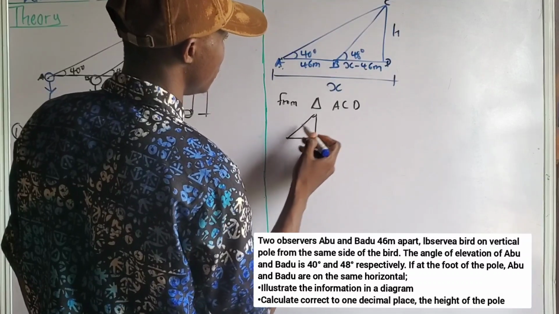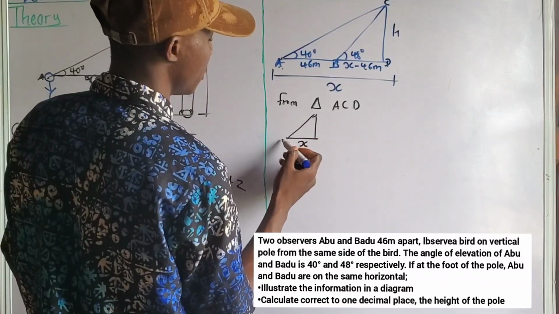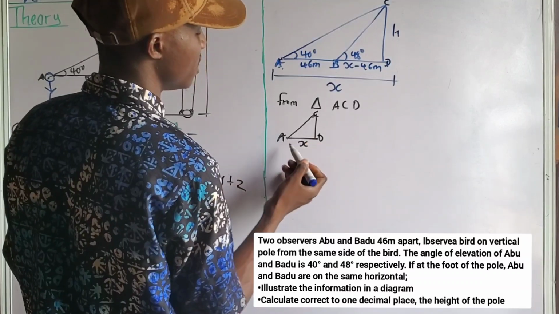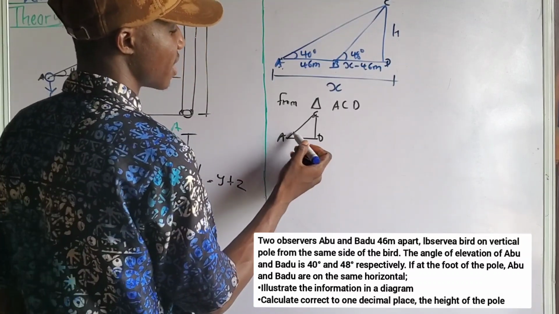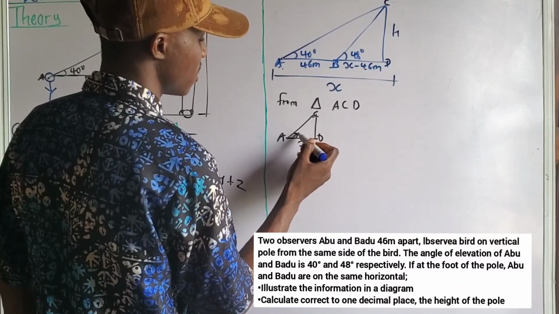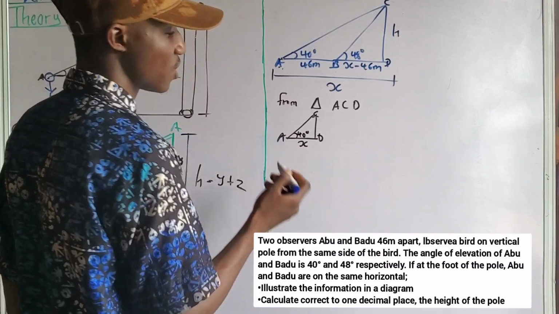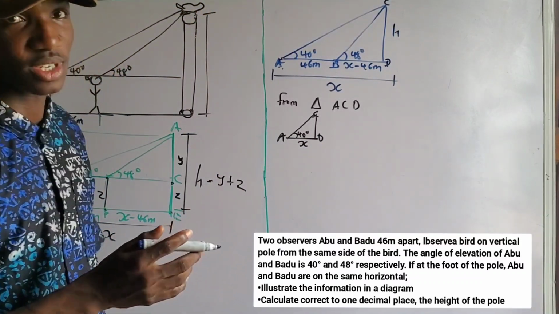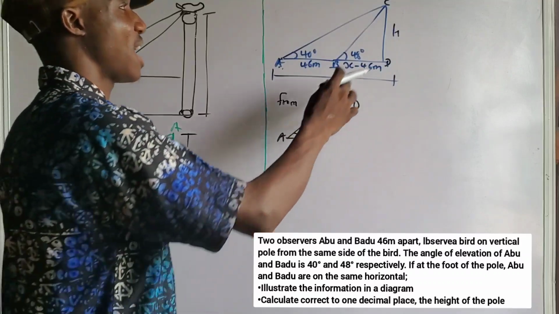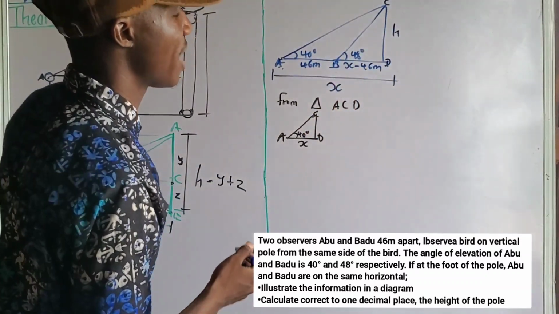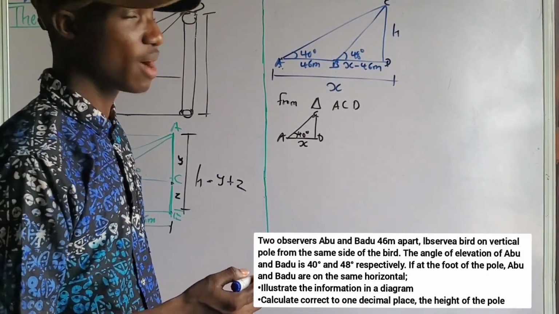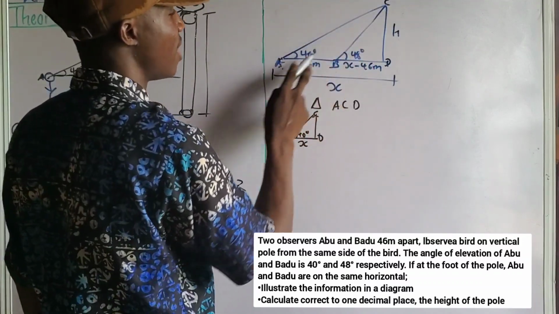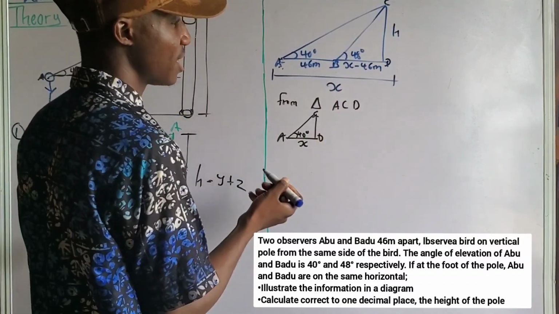From triangle ACD, this will be X, this will be A, this will be C, and this will be D. Now the triangle is inclined at this angle, that is 40 degrees. I'm very sure you know what I'm doing. If you didn't understand, listen to the explanation again. Now I want to calculate the height of the pole. I am considering the bigger triangle, having labeled the angles A, C, D.